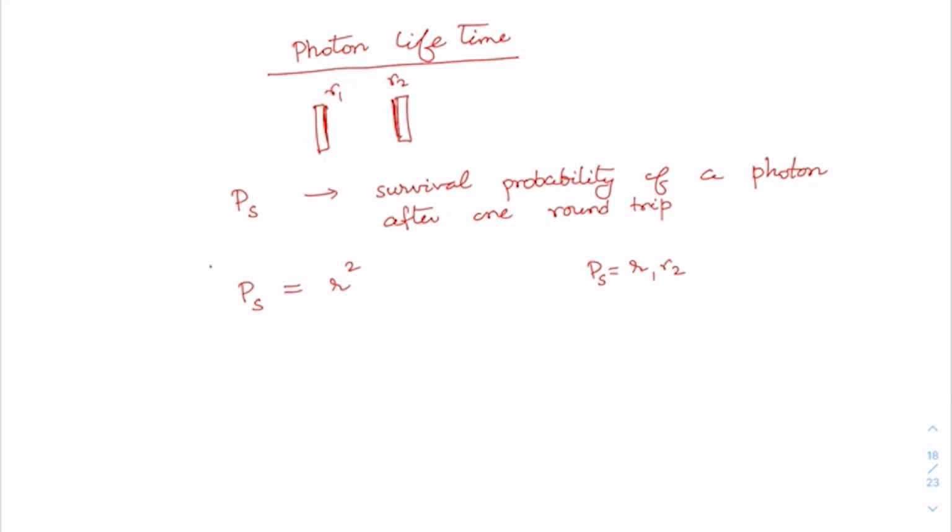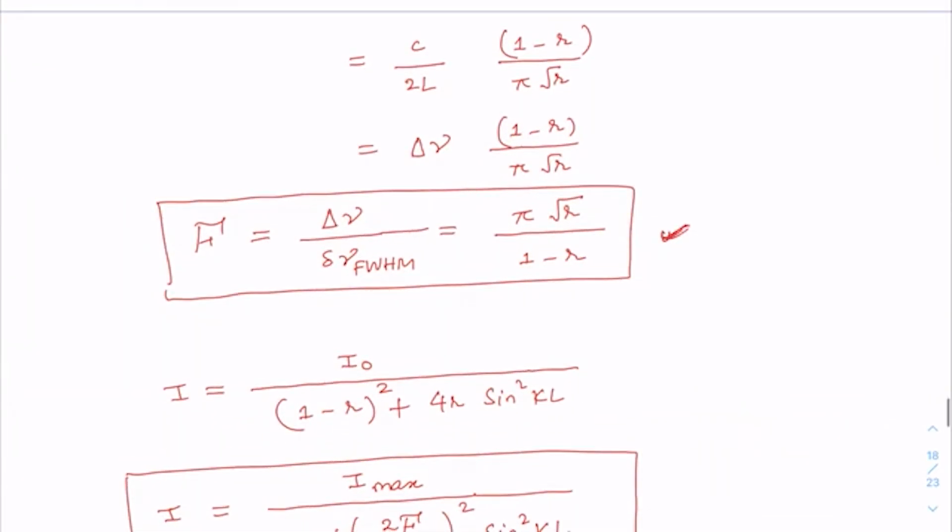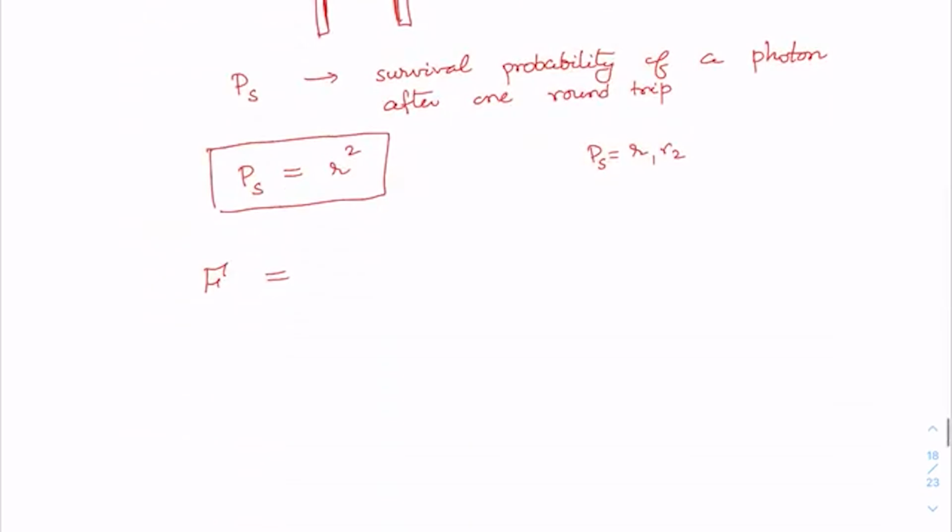Now, we can rewrite the expression for finesse in terms of this survival probability, because we have this expression for the finesse. So finesse in terms of survival probability would be pi into PS to the power 1 by 4 divided by 1 minus square root of PS.